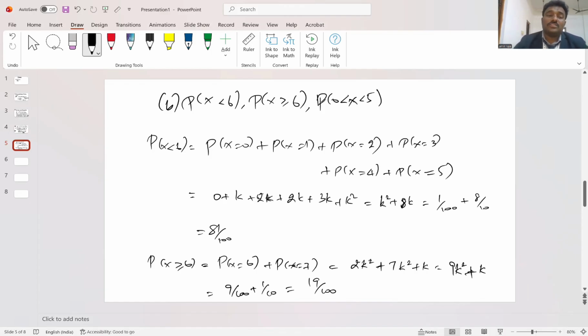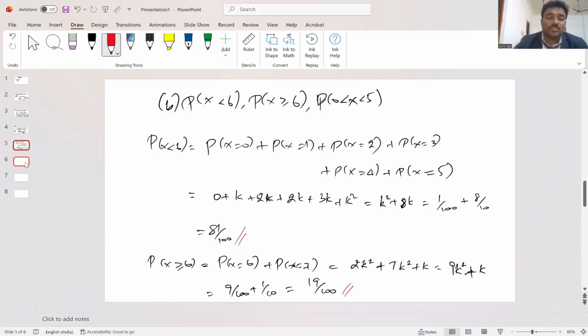If you look at the probability of x less than 6 and x greater than or equal to 6, you can identify one thing: if you subtract 81 by 100 from 1, we get 19 by 100. These probability values always add up to 1. Whenever you take a point and consider its left side and right side, if you add them, it will give you the total probability, right?